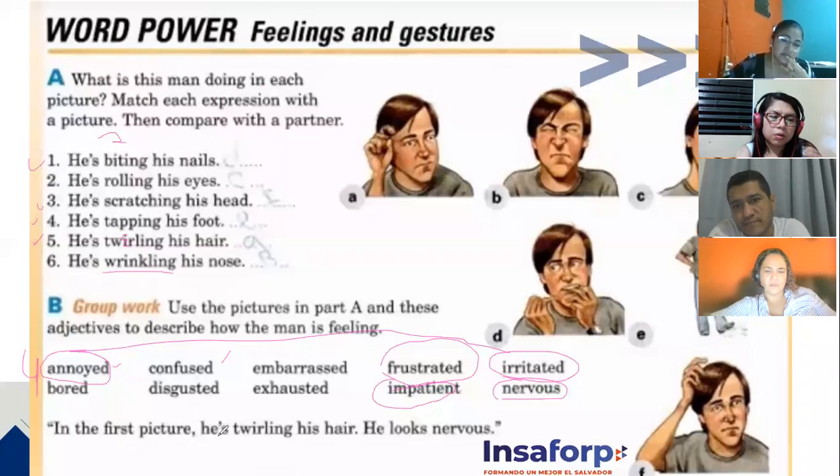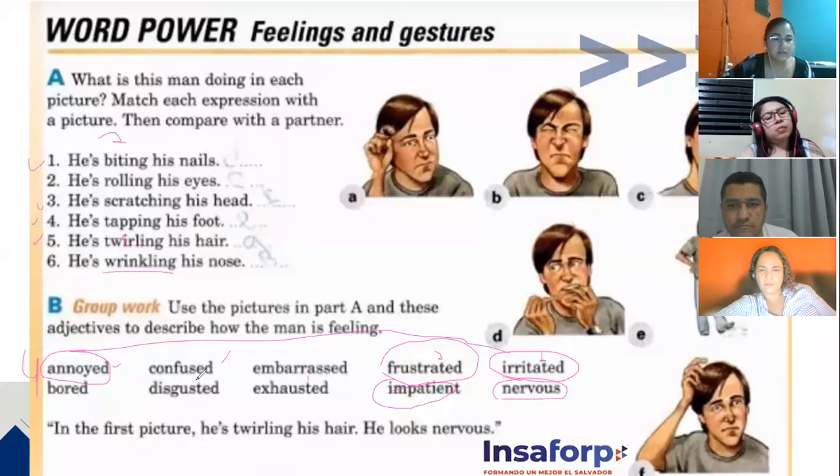So basically, in the ones where we have the T, we add extra syllables. Irritated, frustrated, exhausted, disgusted. All of those which end with T before the ED, it is mandatory to add an extra syllable when pronouncing. Remember that. Disgusted, exhausted, frustrated, irritated, and there might be other ones, okay? All right, we need to move on.